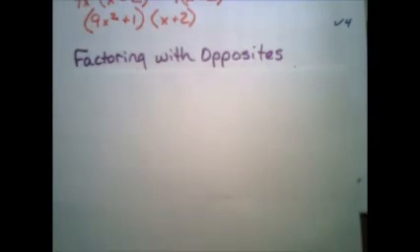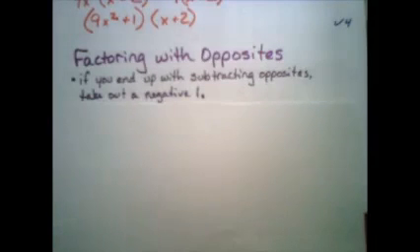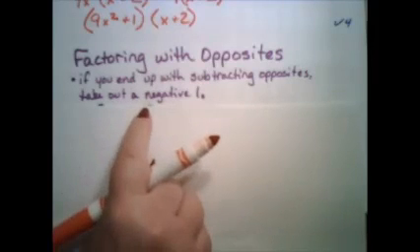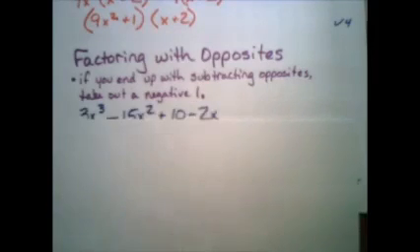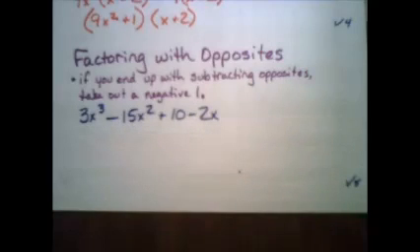The last thing we're going to look at is factoring with opposites. If you end up with subtracting opposites, take out a -1. Let me explain what that means. So let's try this one.